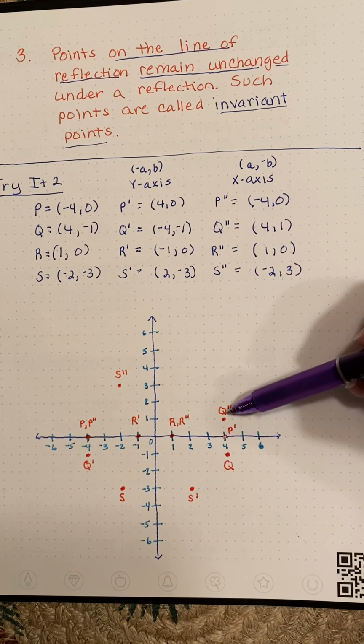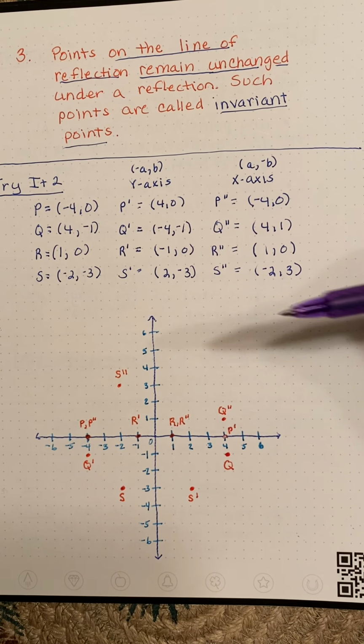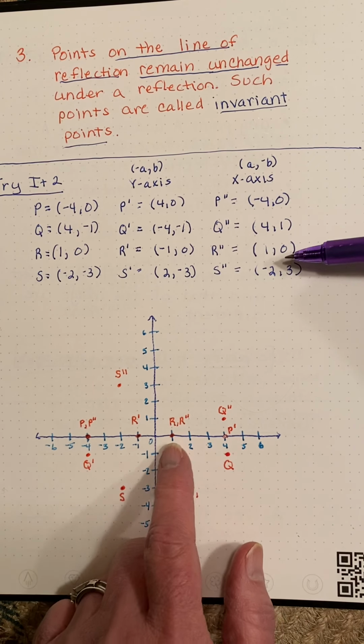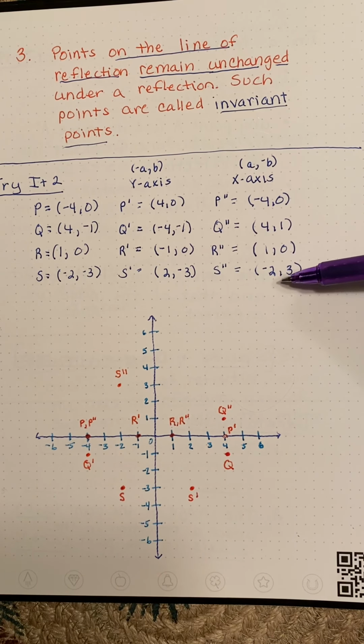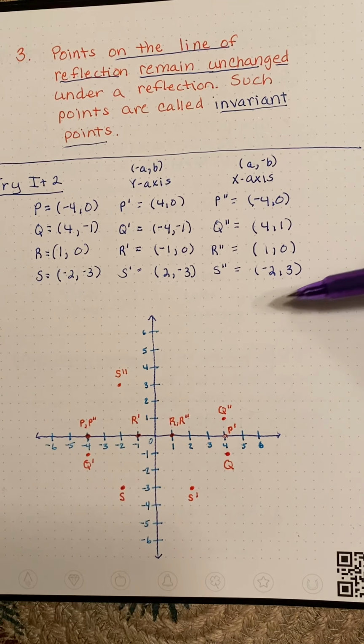So I kind of had to stick that up there. Excuse me, 4, 1 is right here at that dot. And then the second reflection of R is at 1, 0, same spot. The second reflection of S is at -2, 3, way up there.